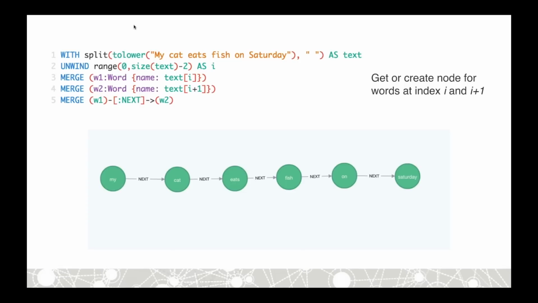And we're going to use the merge statement. Merge is a get or create. So here we're starting with the first word in the array, so my, and we're doing a lookup. Does this node already exist? Is there a node with the property my for the name? If this doesn't exist, we create it. We do that for the next word in the array, so cat. And then finally, we create this next relationship between those 2 words. And so if we were to run this Cypher statement, we would end up with the graph on the bottom of the screen. That's our basic text adjacency graph.